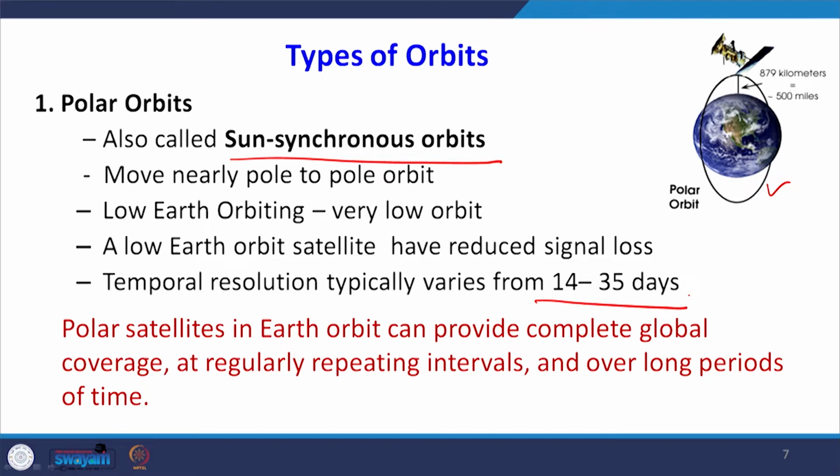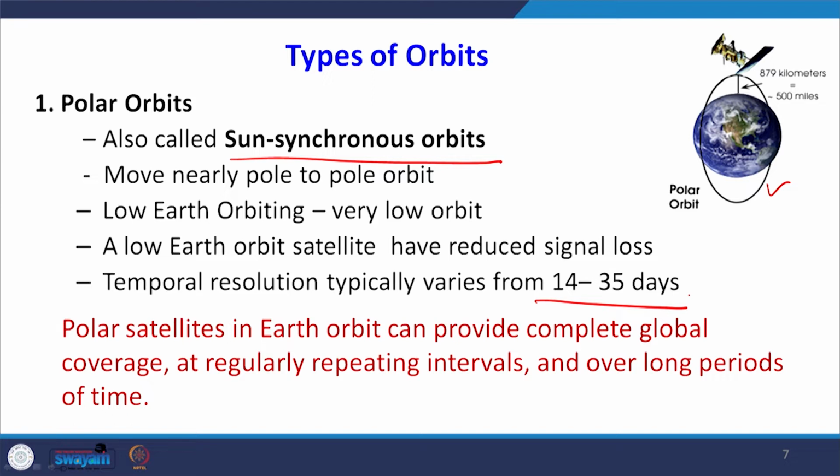Their altitude is low. They are flying at different altitudes, and at low altitude the signals are very strong. Higher the altitude, more will be the atmospheric losses, as we know from our previous knowledge. Since the altitude is low for these satellites, we get very strong signals and reflectance characteristics. Temporal resolution varies from 14 days to 35 days. It may be lesser also, but this is a normal range: in 14 to 35 days you will get repetitive images of the same area again.